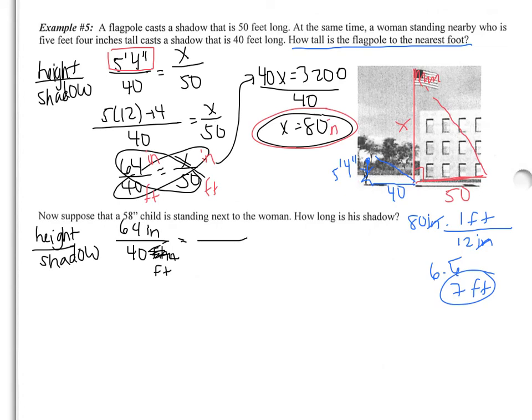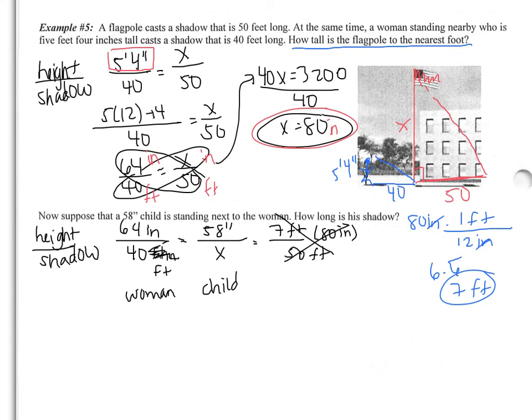And then we have the child who's 58 inches and we want to know his shadow. So this is the woman. This is the child. And then I know that my flagpole is 7 feet tall, or 80 inches tall, and has a shadow that is 50 feet long. So I have 3 ratios here. I only really need 2. So I'm going to ignore this one, and I'm going to use this ratio to the left.